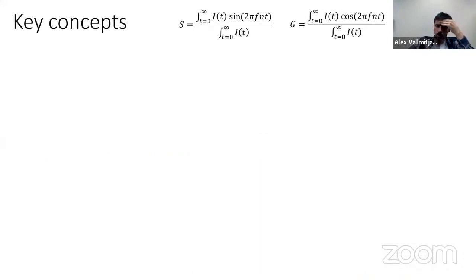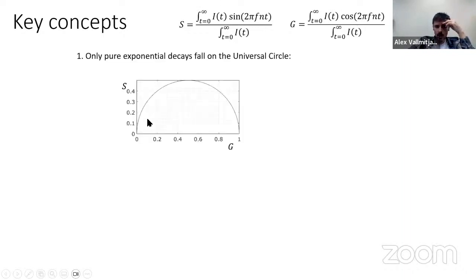Other key points that you've probably heard in the talk before. If you assume that your intensity as a function of time for a lifetime decay is described by a decaying exponential, so you have some number tau here, which is your lifetime. If you plug this expression into these 2 integrals and solve the integrals, what you obtain is the equation of the universal circle, which is telling you that only and always, every time that you have a pure exponential, your phasor position is going to be on this circle.